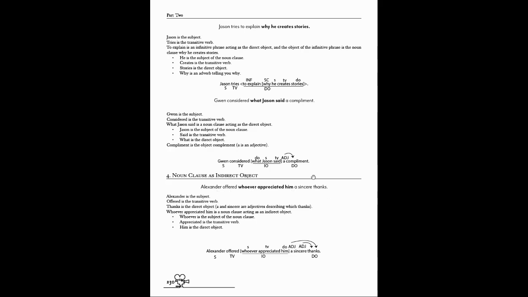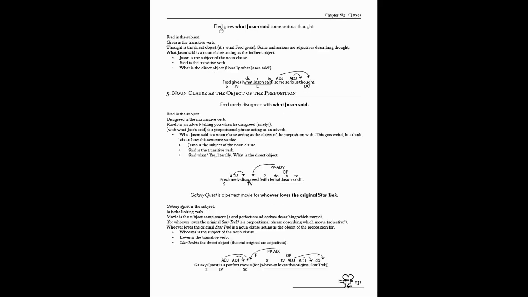He is offering a thing. He's offering the thanks. That's my object. And then he offers the thanks to whoever appreciated him. So in this case, whoever is the subject, appreciated is the transitive verb, him is the direct object. And that whole thing happens to be my indirect object.